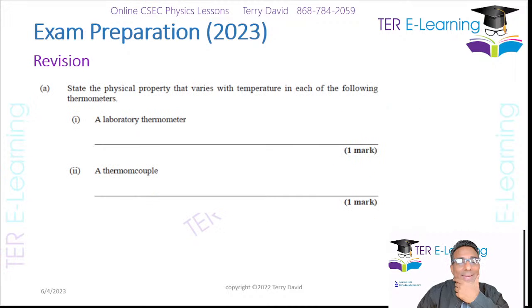So we know we can get a question on thermal physics, and that can be anything basically. State the physical property that varies with temperature in each of the following thermometers, right? So you need to know that temperature is the measure of the degree of hotness of a body, right? And in order to measure this, we have to use a thermometer, right? So if you have to design a thermometer, you need some physical property that is going to vary with temperature.